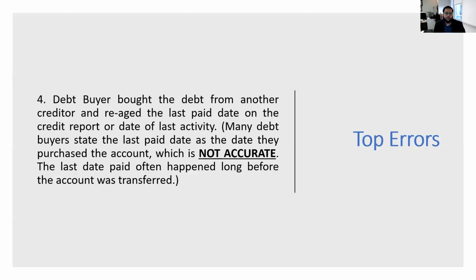But a lot of times what they'll do, in order to re-age that debt and keep it on a credit report as long as they can, is change the date of last paid or the date of last activity to a recent date, like 2018, 2019. And this will have the effect of keeping something on your credit report for a lot longer than it should be there, right? This is another top error that we're seeing on people's credit reports.